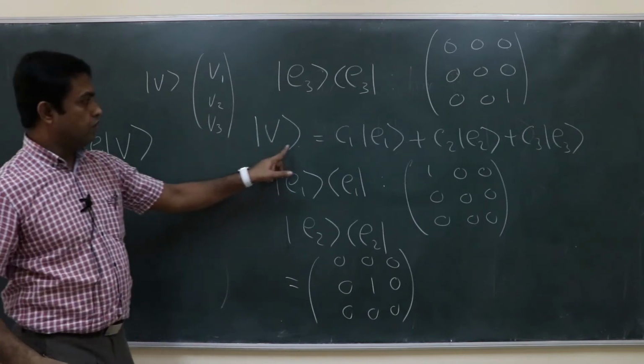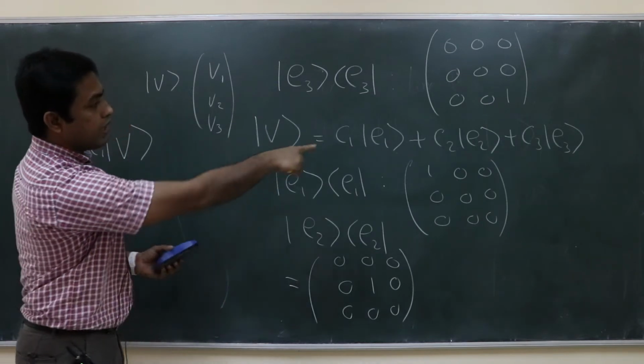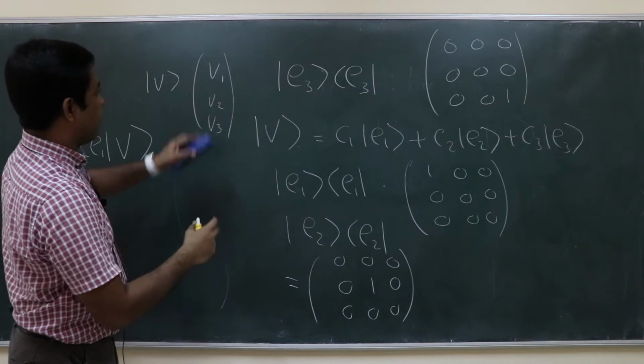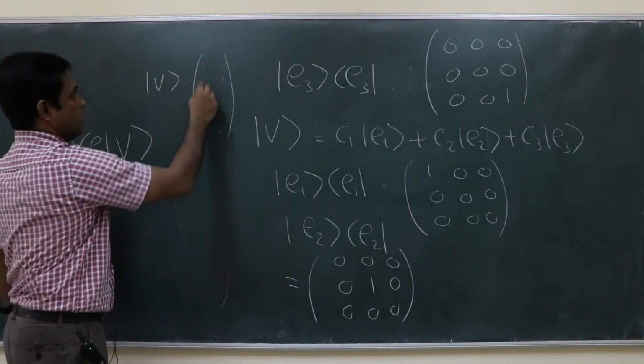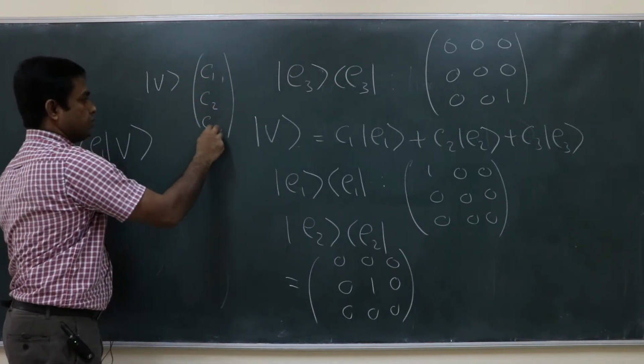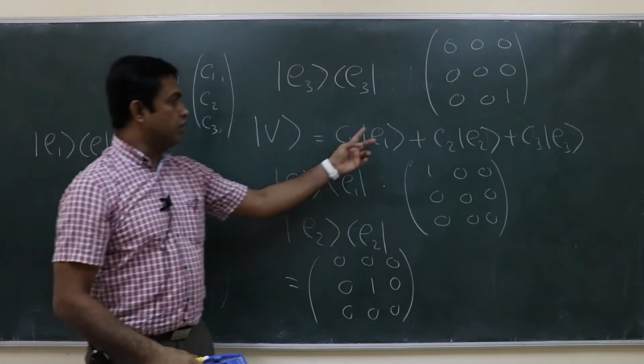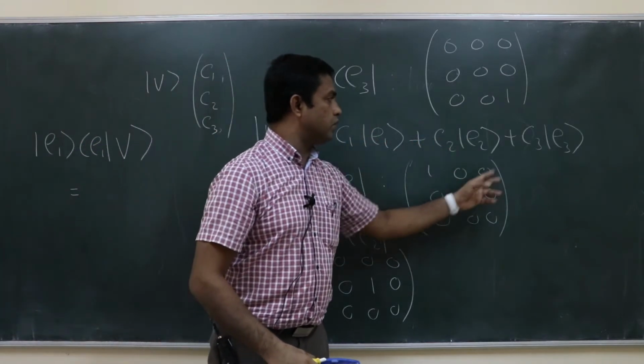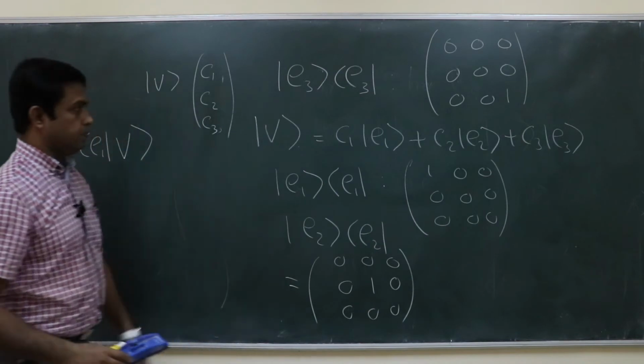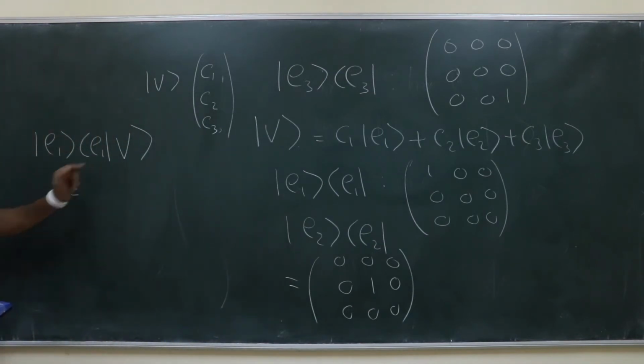So here we are given the coefficients C1, C2, C3. So you put 0, 1, 0, 0, 0, 1, 0, 0, 0, 1, and you get this. So what will this be equal to then?